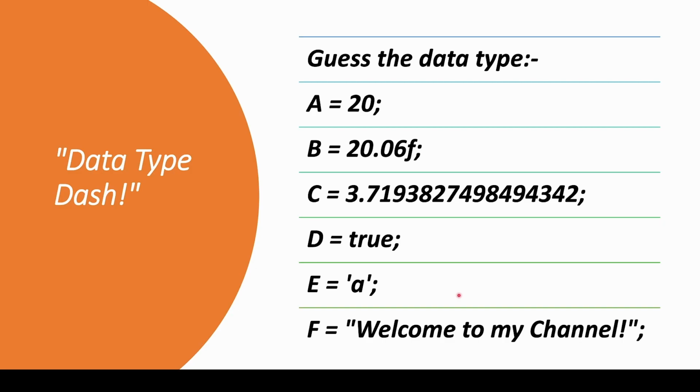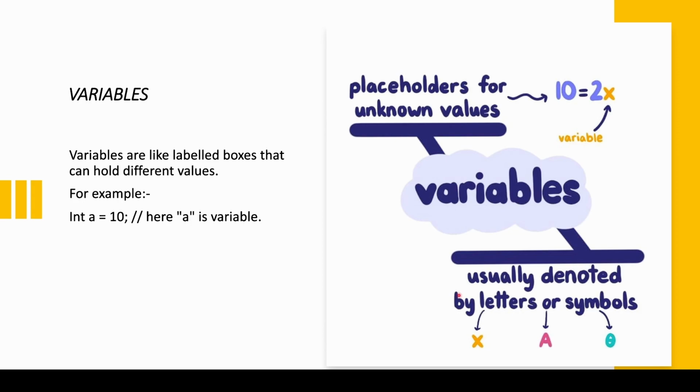Now let's move on to our next topic, which is variable. Here we are going to know what a variable is. A variable is like a labeled box. We can take it as a box that can hold different values, which allows us to store information and work with it later. Imagine you have a box named score and you want to put a number in it.